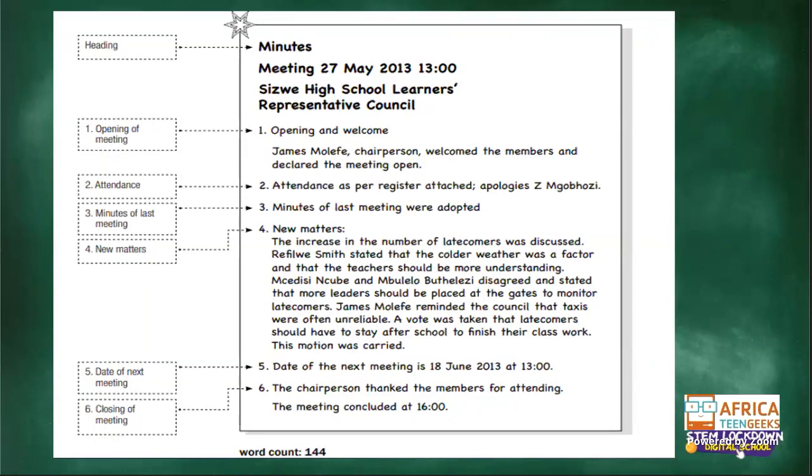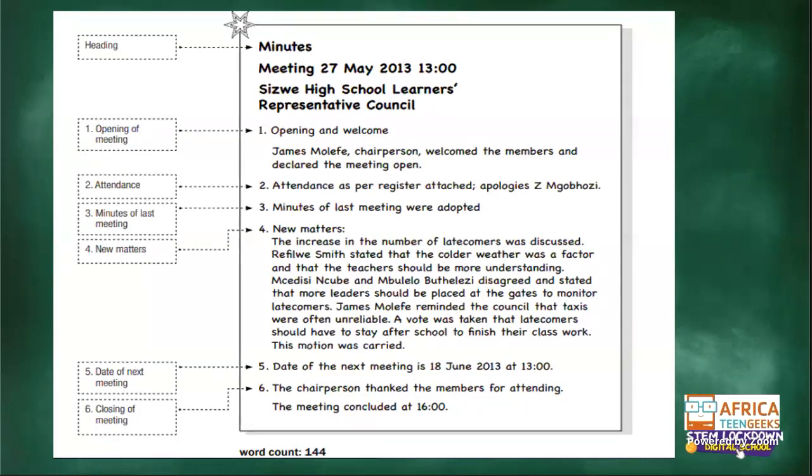Do you see exactly what you have to do under new matters? You write down what is going on in the meeting, in sentence form. Remember, it's written in past tense because the meeting has already happened. You are writing things that have already been said. Then after new matters, you write down the date of the next meeting.